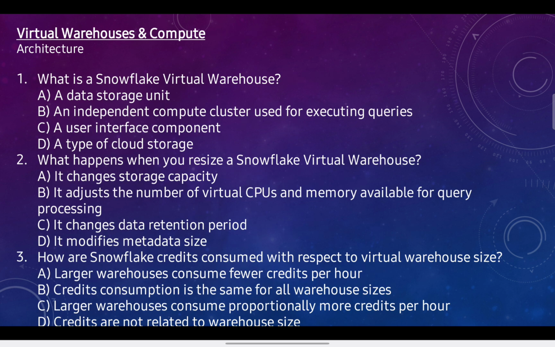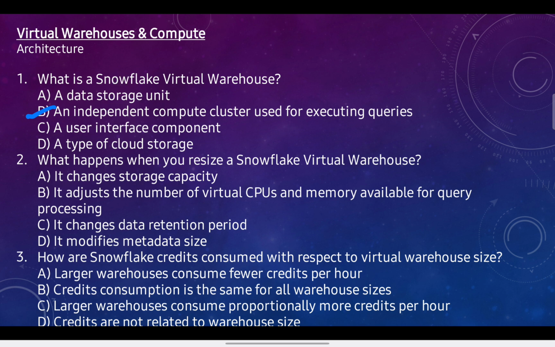The next 3 questions are from virtual warehouse and compute related architecture. So what is a Snowflake virtual warehouse? A data storage unit, an independent compute cluster used for executing queries, a user interface component, a type of cloud storage. It's not a cloud storage, as AWS and GCP are used as storage. It's not an interface component, it's not a data storage unit. So the right answer will be B, an independent compute cluster used to execute queries.